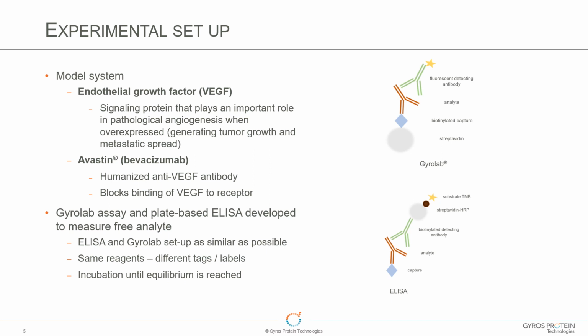So to help us to see how this works practically, we have this model system set up with VEGF and Avastin. We can use the same reagents in both the Gyrolab setup, where we biotinylated our capture reagent and Alexa Fluor labeled our detection reagent to measure the free analyte, and on a plate-based system which uses HRP as the detection mechanism. So using this model system, we can look at how the effect of time and incubation impacts our results.